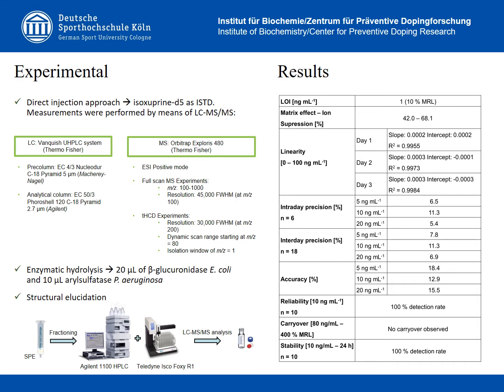Here we can see the table with the results from the validation of our method. The limit of identification was 1 nanogram per milliliter, which means 10% of the minimum reporting level for Higenamine. We had ion suppression from 42 to 68%. We had an acceptable linearity. We had precision and accuracy below 20%. For the reliability, we had a 100% detection rate. We didn't have carryover, and the stability was assessed by measuring 10 samples at 10 nanograms per milliliter after 24 hours, and again we had a 100% detection rate.